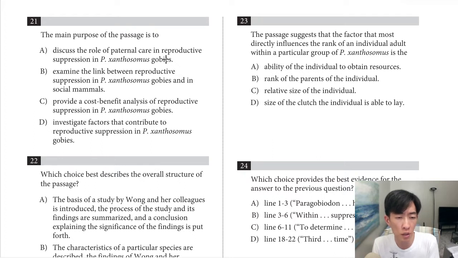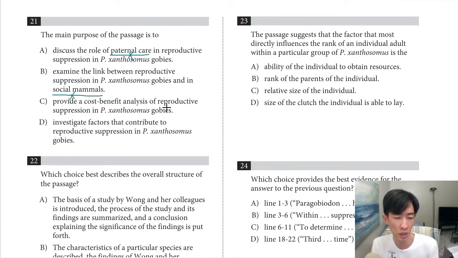Choice A, discuss the role of paternal care in reproductive suppression. So paternal care was one of the 3 factors, but because it was only one, that probably wouldn't count as the main purpose of the passage. B, examine the link between reproductive suppression in peas and xanthomus gobies and in social mammals. They only mentioned social mammals at the very end. Remember, they said that the fact that they found this link in the fish species also led them to have more conclusions about the social mammals, so definitely not the purpose of the passage.